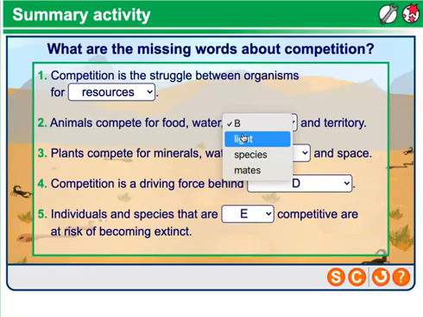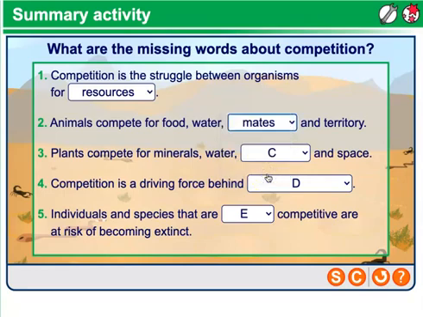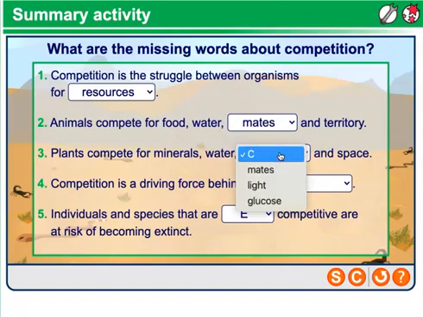If we're talking just simply about plants, we might say that they're only in competition for light here. They may be competing for food species, but we already have food listed on this. Mates is probably most accurate here. Plants compete for minerals, water. We already said light, because we know they make glucose, and space.